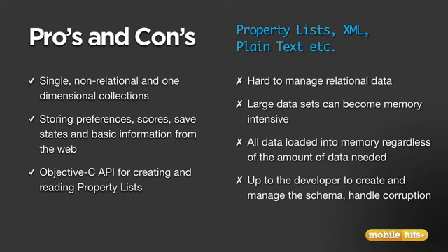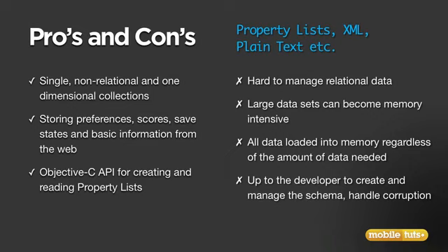And the SDK has an API for creating and reading property lists, converting them to and from NS dictionaries with relative ease. The problem with these implementations is hard to manage relational data. So if you have many different collections of data, also known as tables, then it's hard to relate them together without foreign key management, which these methods aren't very good for.